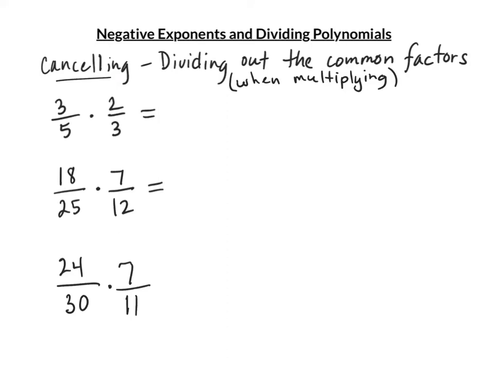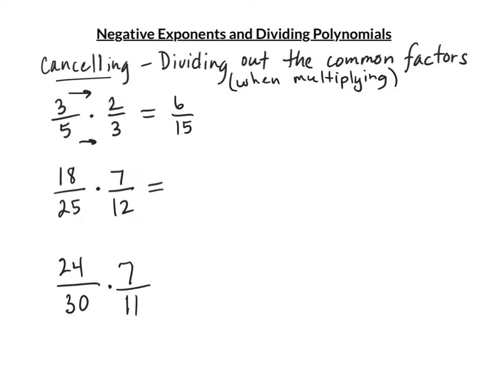Today we're going to take a look at negative exponents and dividing polynomials. I want to recall you back to when you learned to work with fractions. You learned to multiply fractions. One way to multiply fractions is to just go straight across. 3 times 2 is 6, 5 times 3 is 15. But at that point, you need to ask yourself, is that fraction simplified?